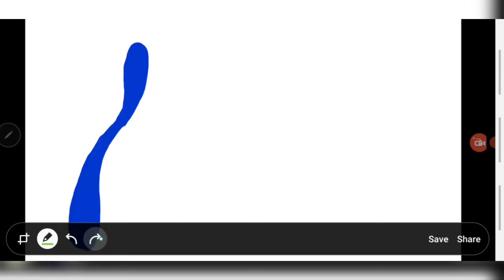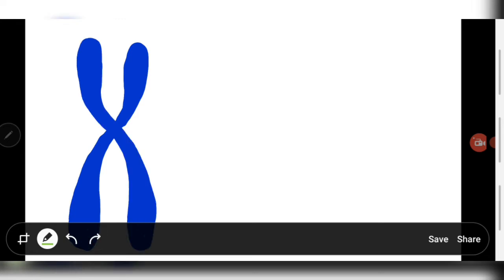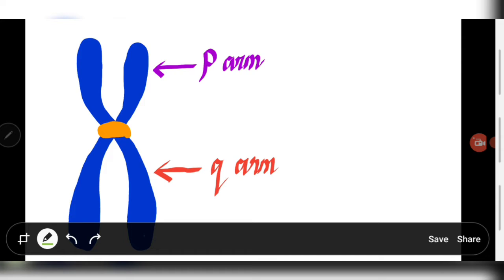The structure in the nucleus of a cell that carries the hereditary characteristics is called a chromosome. Here you can see this is a chromosome. During cell division, this chromosome gets duplicated and forms sister chromatids. Over here in the middle of the chromosome, you see an orange dot, which is the centromere. In a chromosome, we find there are two arms. This upper arm is known as the P arm, and the lower arm is known as the Q arm.